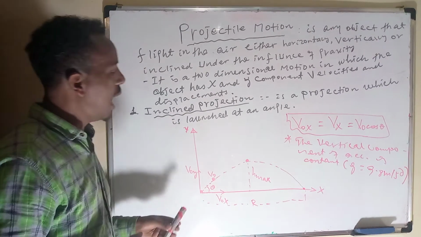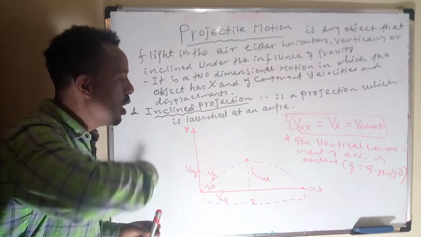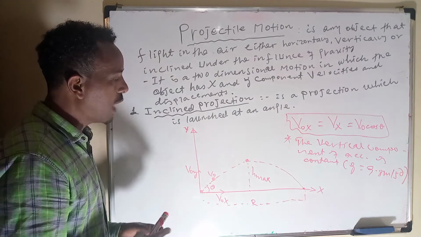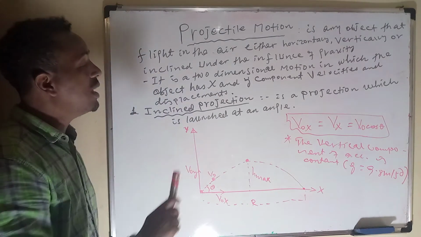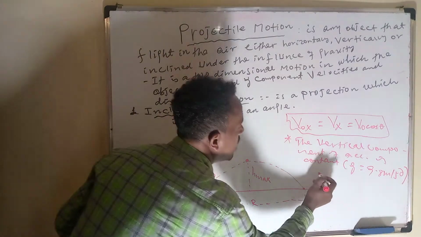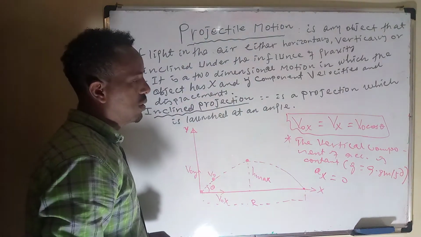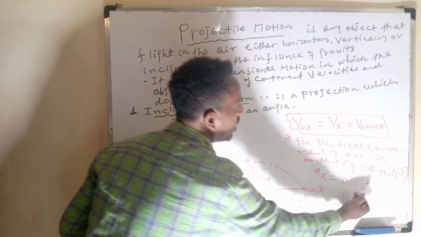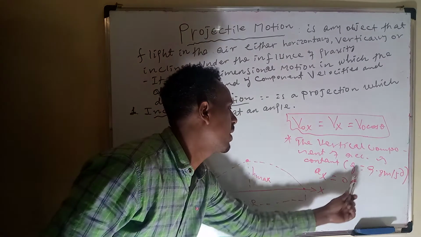Along x-axis acceleration is constant. For horizontal projection, I mean that the horizontal component of acceleration is constant, zero. Acceleration along x-axis is equal to 0. Acceleration along y-axis is constant, which is 9.8 meters per second square.